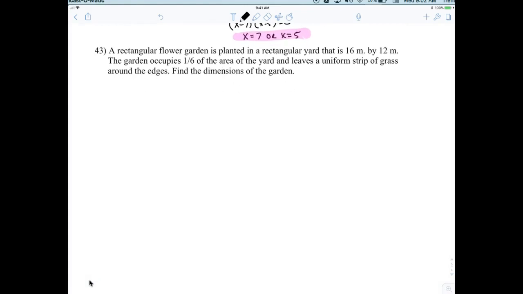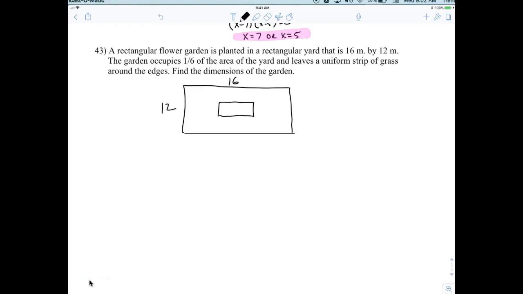All right, let's take a look at 43. It says a rectangular flower garden is planted in a rectangular yard that is 16 meters by 12 meters. So here's my yard, 16 by 12, and then I'm going to make a rectangular flower garden in here. I just put it in the middle, but it doesn't say put it in the middle, so it doesn't really matter. The garden occupies 1/6 of the area.